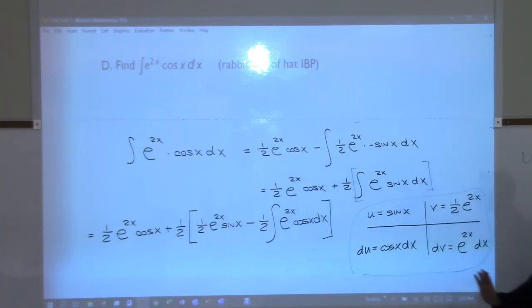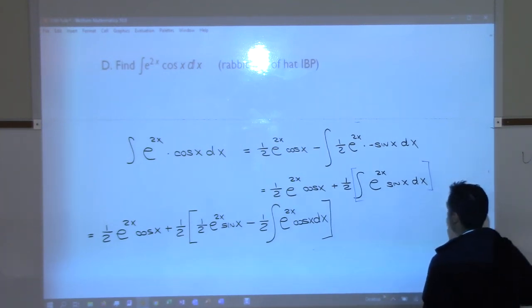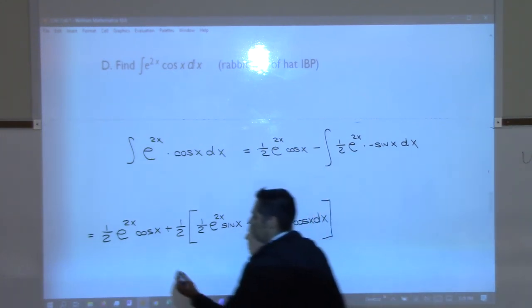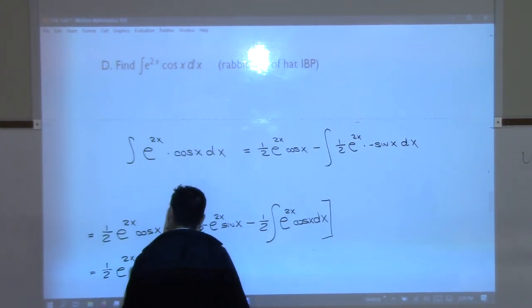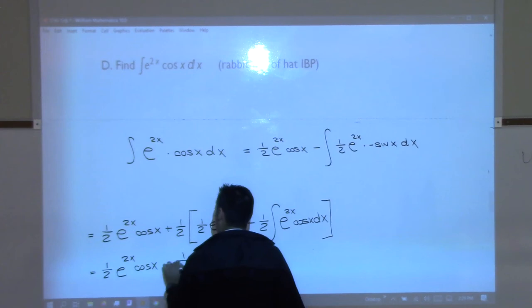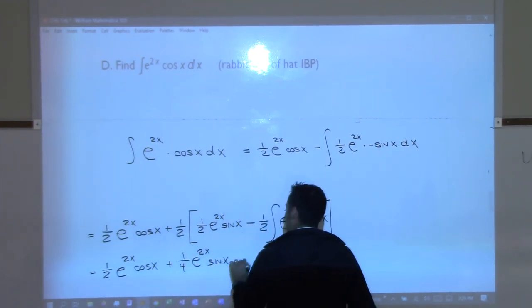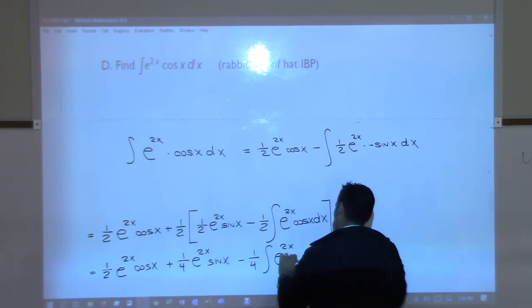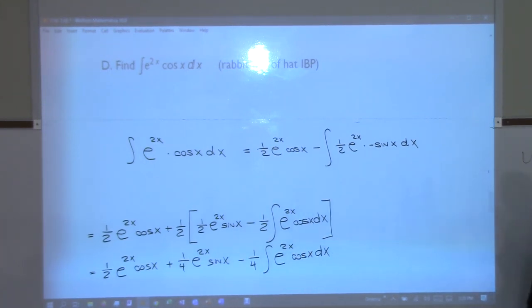It's not a bad thing though, okay? Here's why. Just bear with me here. Follow this through. This is why it's a classic problem we have to show you. This is going to be 1/2 e to the 2x cosine x plus 1/4 e to the 2x sine x minus 1/4 integral e to the 2x cosine x dx. All I've done is gotten rid of the brackets, right? Just distributed through. Y'all agree that's where we are?